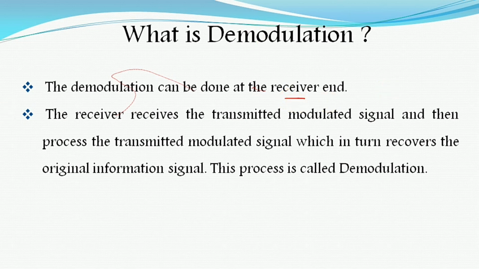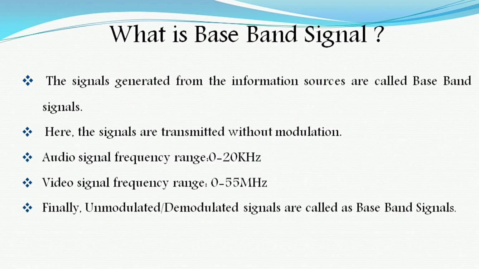Now let us see what is the definition of a baseband signal. Here, these baseband signals are nothing but the signals that are generated from the information source. Okay, so that signals we are calling it as a baseband signals. We can consider the examples of baseband signals as audio signal, video signal, or sound signals, etc. So here these baseband signals are transmitted directly without any modulation.